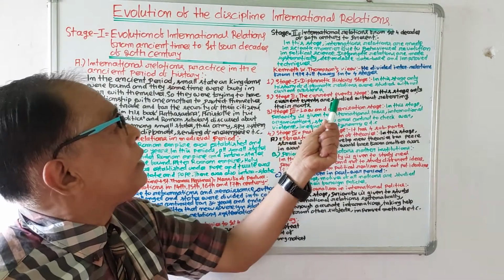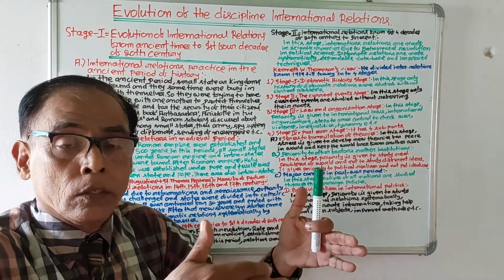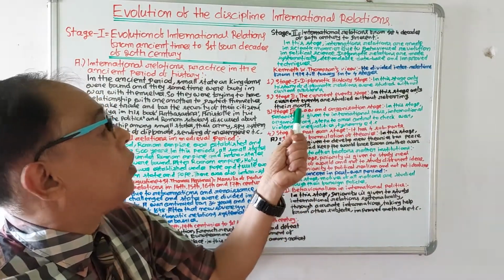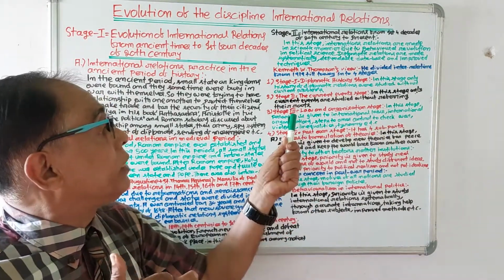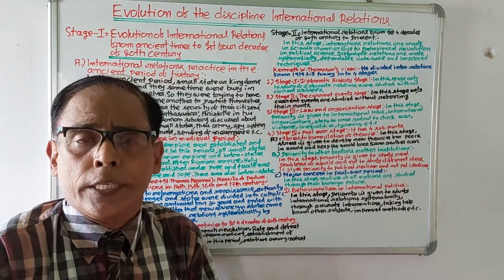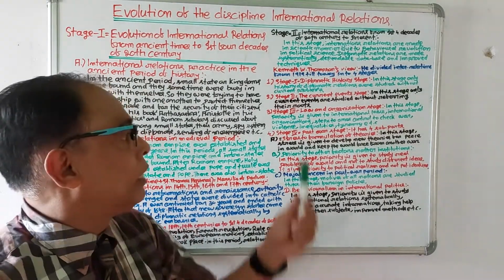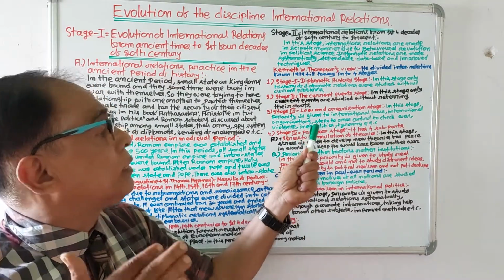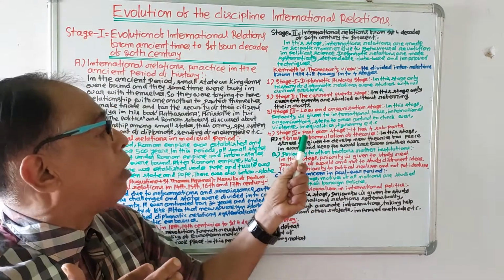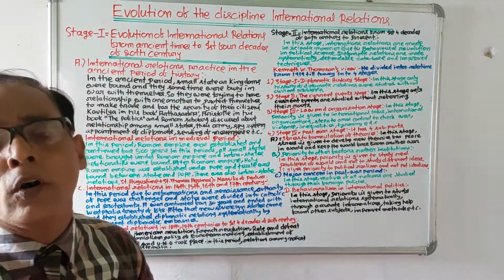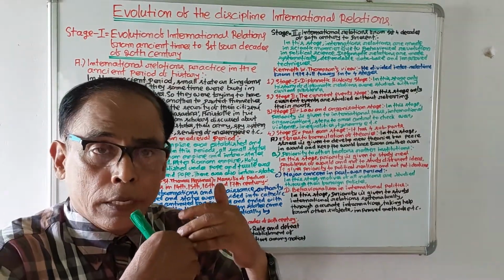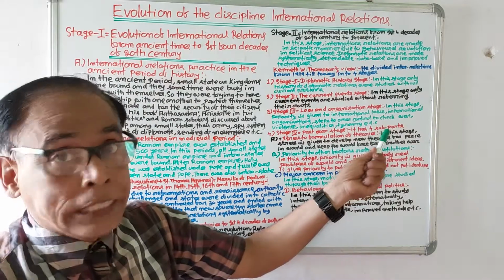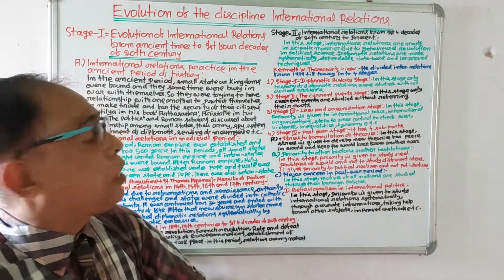The second stage is the current event stage. In this stage, only current events were studied without referring to their roots, meaning only current problems were studied without studying their history. Number three, the law and organization stage. In this stage, importance is given to international law, international organization, and arms control, to check war, violence, inequality and tyranny.